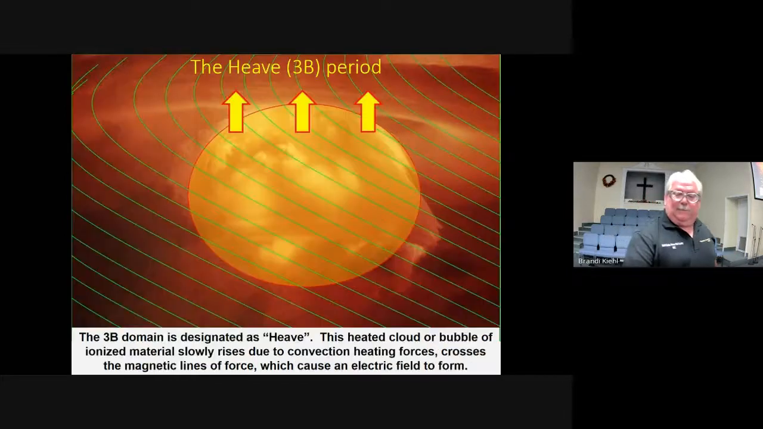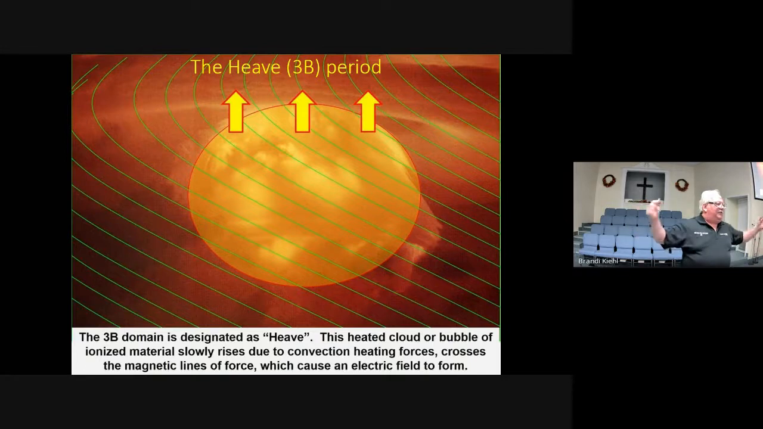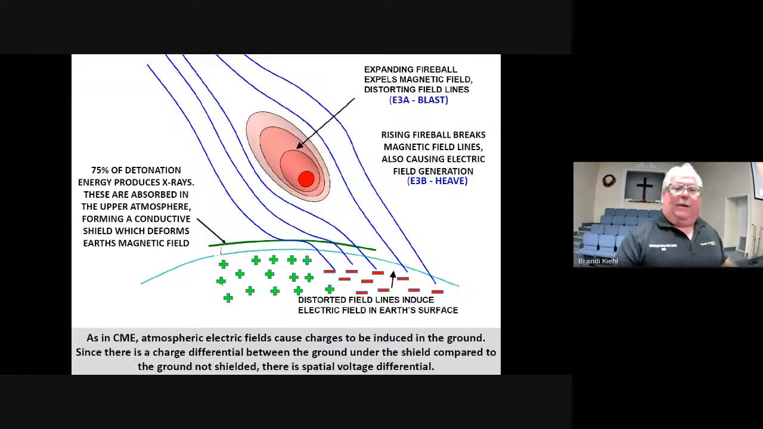It generates a magnetic bubble. Then the second thing that happens is that gaseous plasma bubble, because of thermal effects, rises: hot air rises, hot metallic gases rise. That bubble moves up through the atmosphere and through lines of force. So for the next 50 to 100 seconds, you have another huge electromagnetic pulse being generated and sustained.